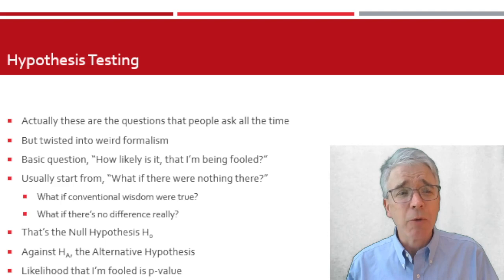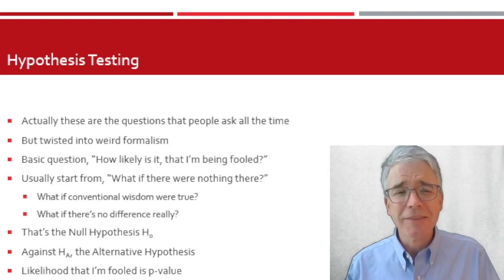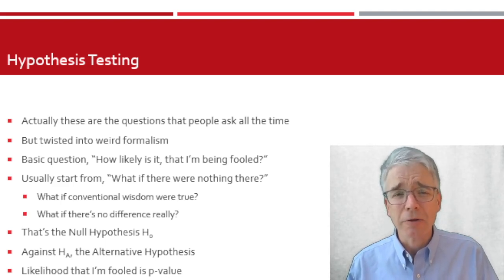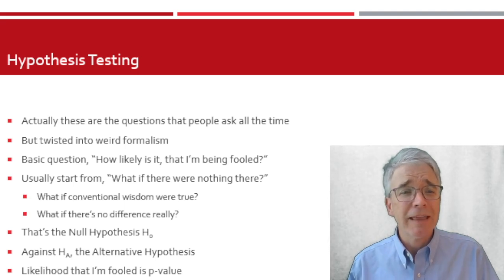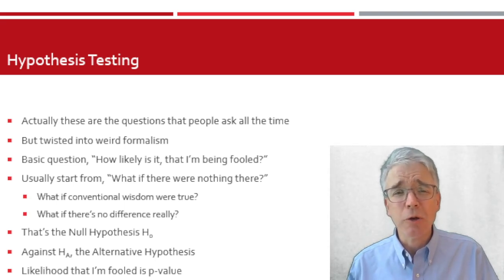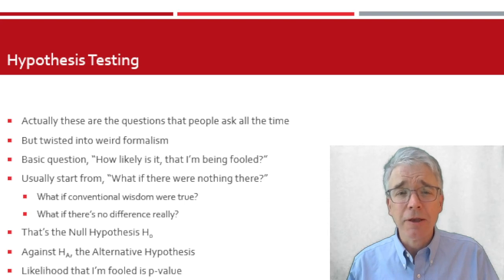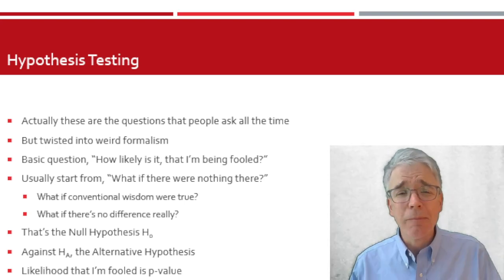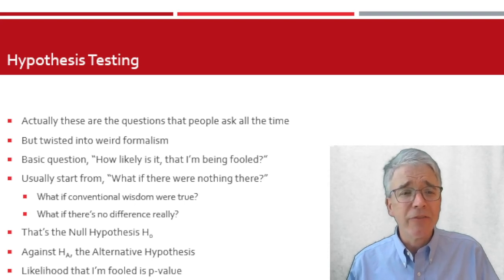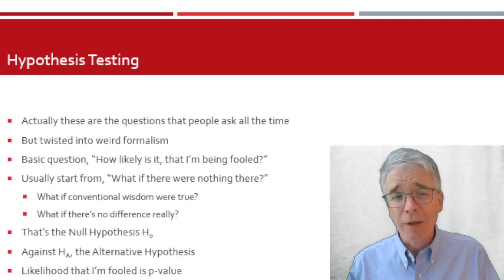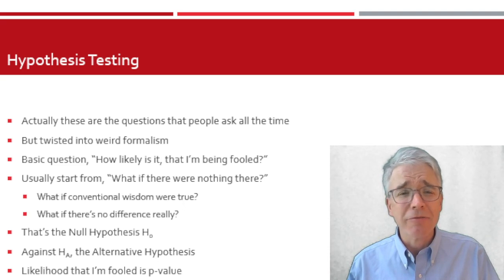So we start by asking, well, what would I expect to see if there were nothing there, if there were really no pattern, just randomness? If conventional wisdom were true, if there's really no difference, that's the null hypothesis. We ponder the question, what would I see if that null hypothesis were true? In the example we're doing in the lab, the experiment where I asked you to mess around with dice and then modify them to get 6 to come up more often, the null hypothesis is that the dice is fair and each side has equal probability of coming up.